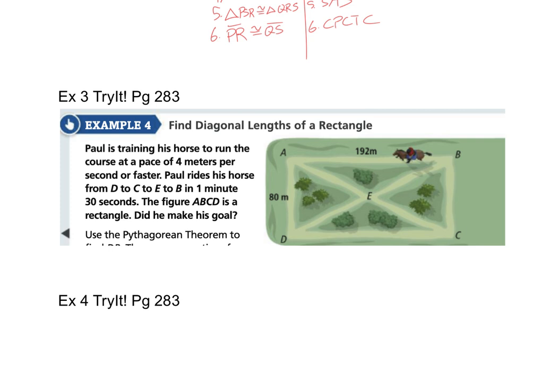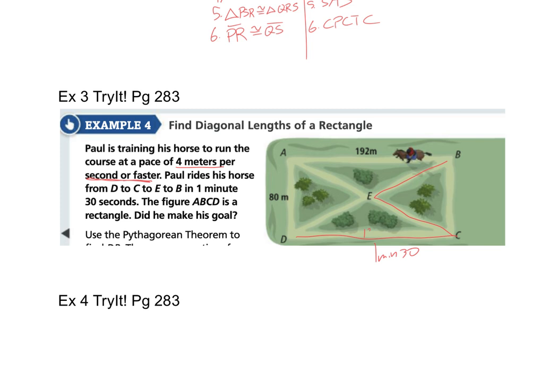Example 4. Paul is training his horse to run the course at a pace of 4 meters per second or faster. Paul rides his horse from D to C to E to B in 1 minute, 30 seconds. The figure ABCD is a rectangle. Did he make his goal? So again, his goal is to go 4 meters per second or faster. So we need to figure out how many meters he went.